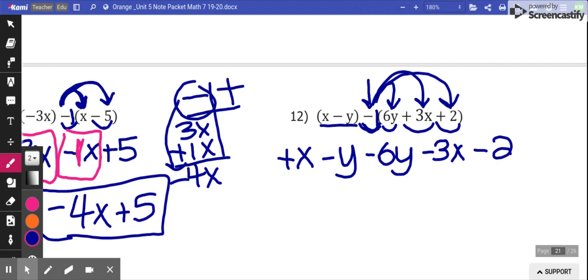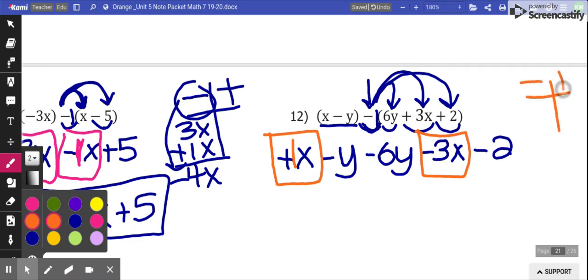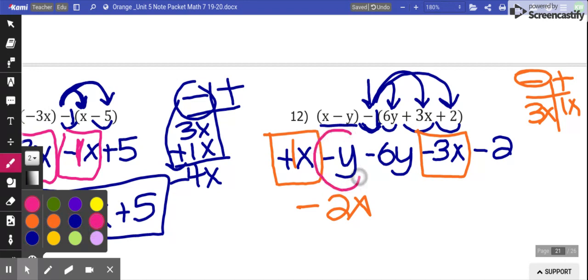Now I'm going to see what I can combine. So I have a positive x and a negative 3x. So this is like a positive 1x and a negative 3x. So positive 1x, negative 3x, negatives win. By how much? By 2x. So it's negative 2x. That's an x. All right, now let's go to the y's. I have a negative y and a negative 6y, which is like a negative 1y and a negative 6y.